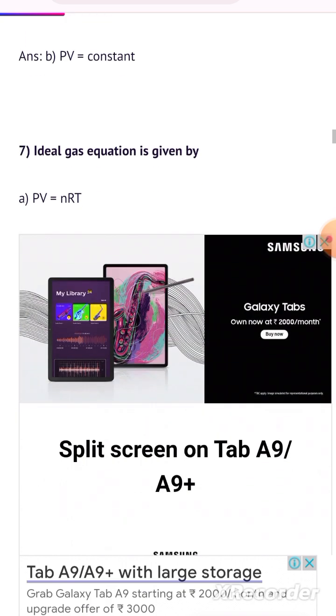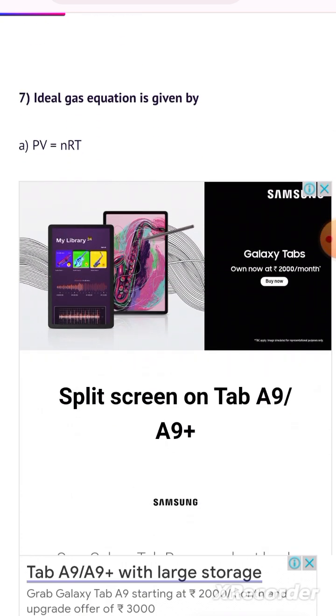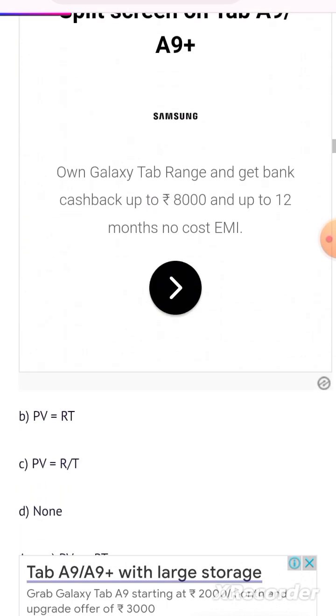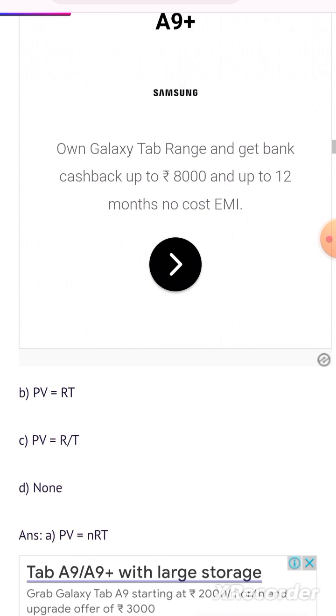Ideal gas equation is given by. A is PV is equal to nRT, PV is equal to RT, PV is equal to R by T. So PV is equal to nRT is the right answer.